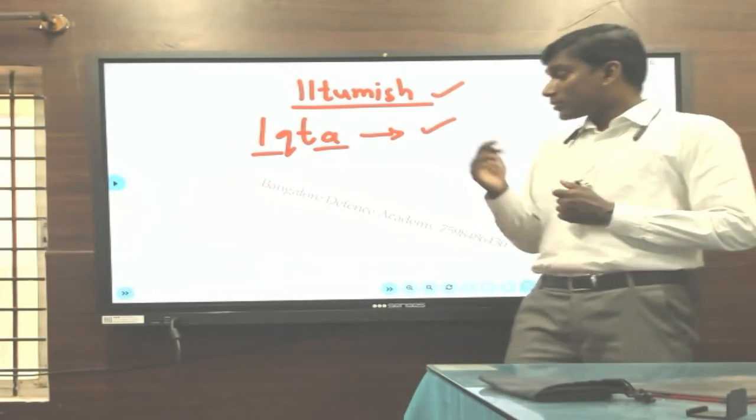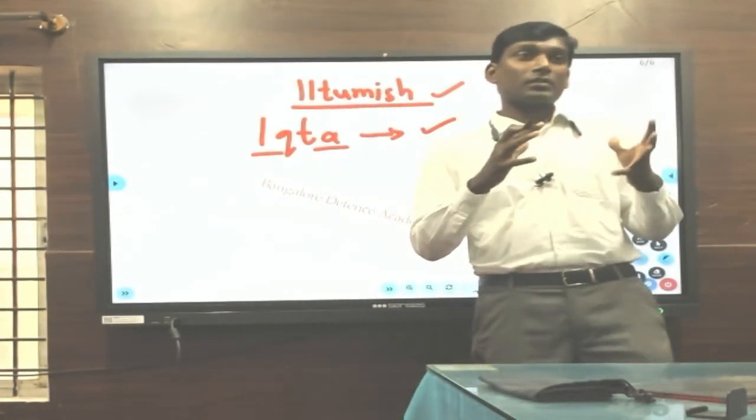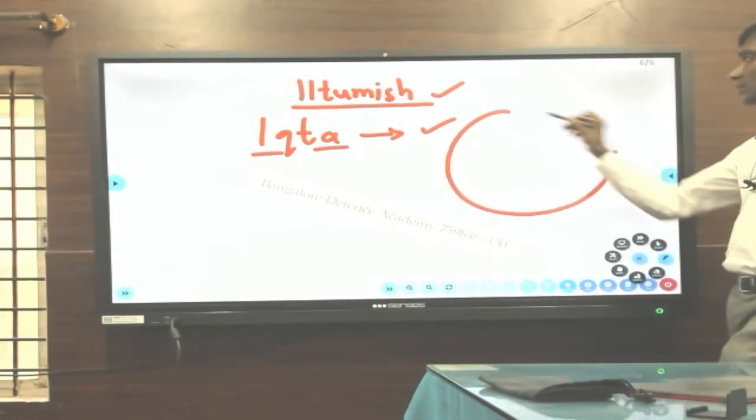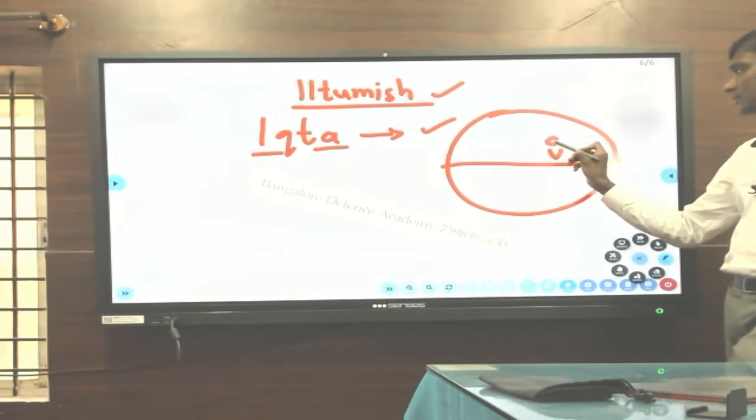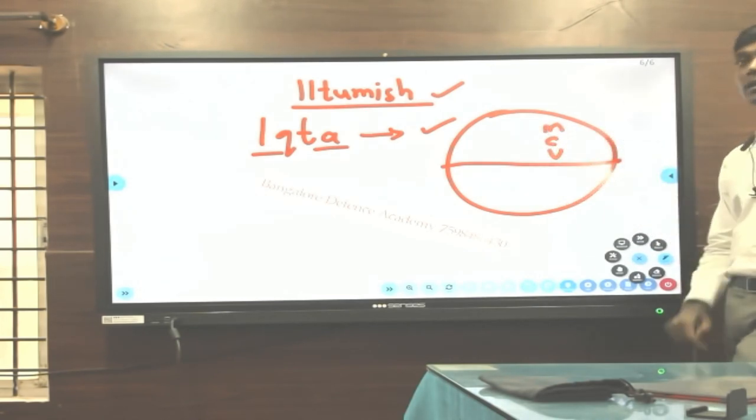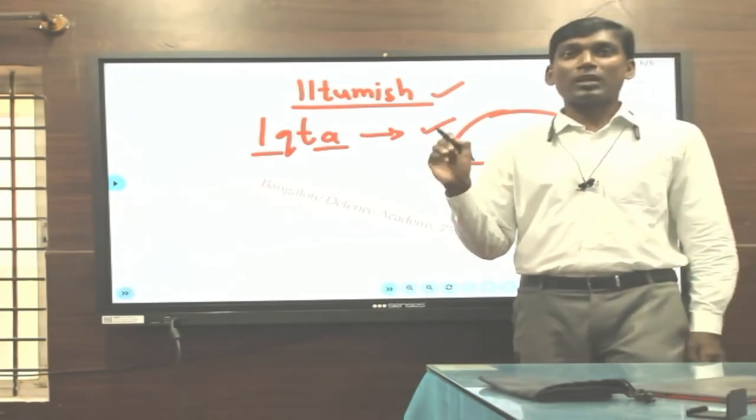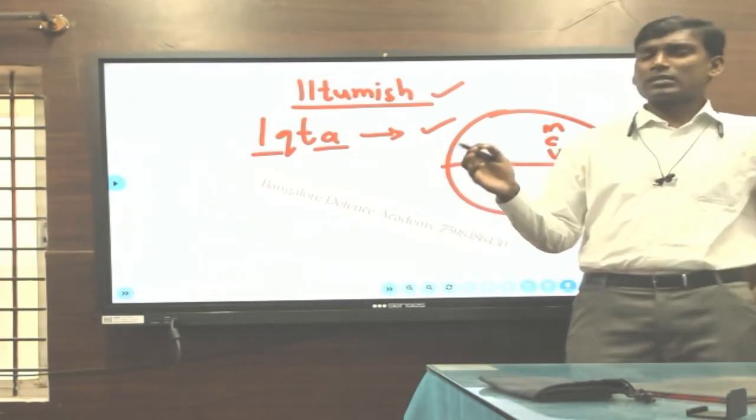Okay, next, one more important thing. When Iltutmish was ruling, there was an international problem. Look at this carefully. Imagine this is your earth, this is the equator, India lies here, above India you have China, and above China you have Mongolia. The capital of Mongolia is Ulaanbaatar. What is the capital of Mongolia? Ulaanbaatar. Maybe sometimes in the exam they will ask you.